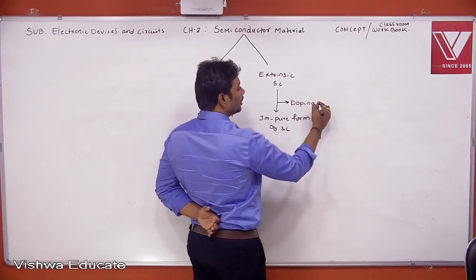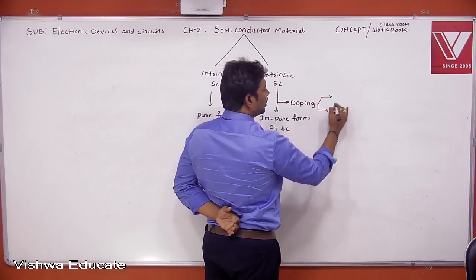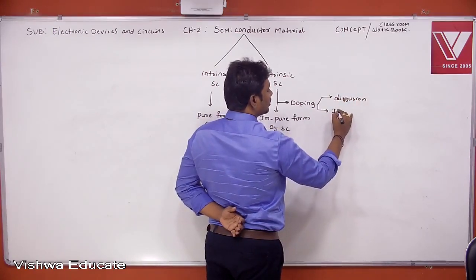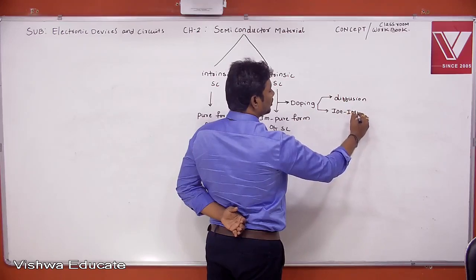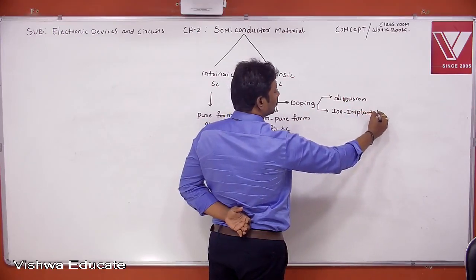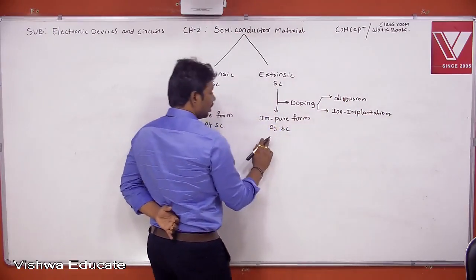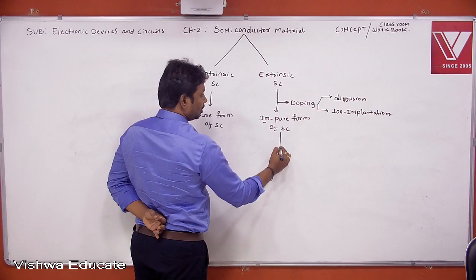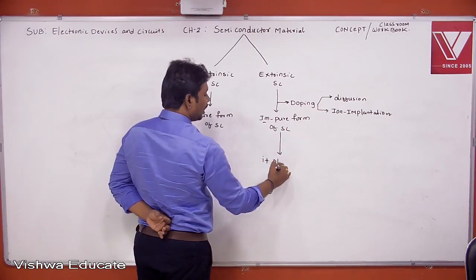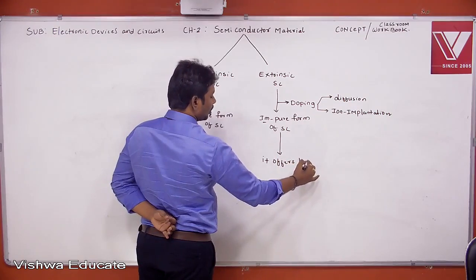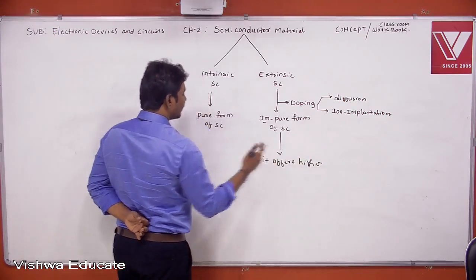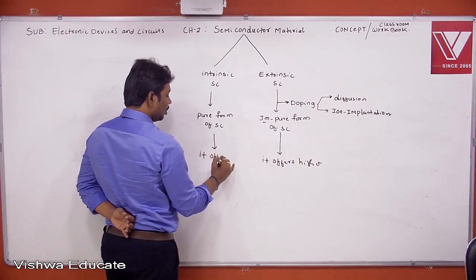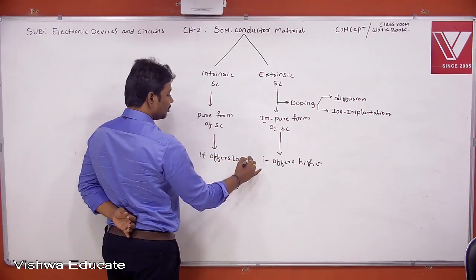You know, the doping can be done in two ways. One is the diffusion process and another one is ion implantation, right? Here, because of this adding of impurities, this extrinsic semiconductor offers high conductivity, right? It offers high conductivity, which means what about the intrinsic semiconductors? Actually, it offers low conductivity, right?